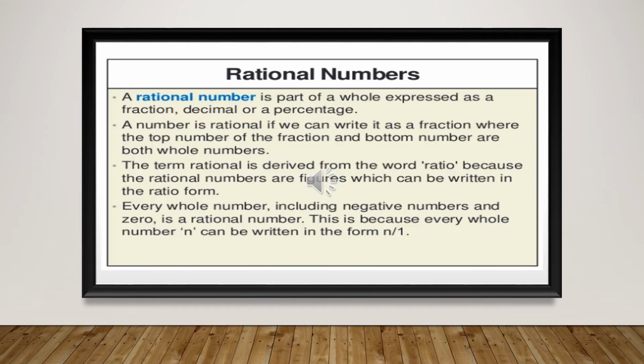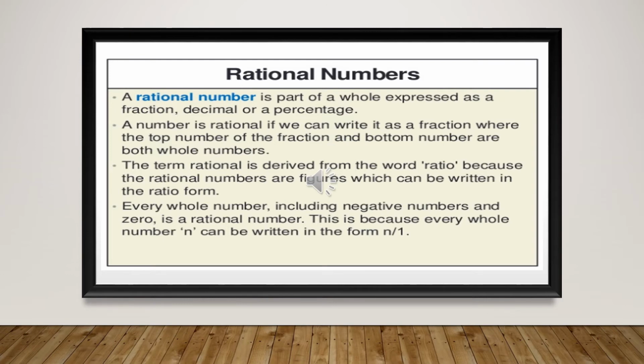Now let's start rational numbers. A rational number is a part of a whole expressed as a fraction, decimal or a percentage. A number is rational if we can write it as a fraction where the top number of the fraction and the bottom number are both whole numbers. Examples are 2 upon 6, 5 upon 10, meaning the numerator and the denominator both should be whole numbers. The term rational is derived from the word ratio because rational numbers are figures which can be written in ratio form.